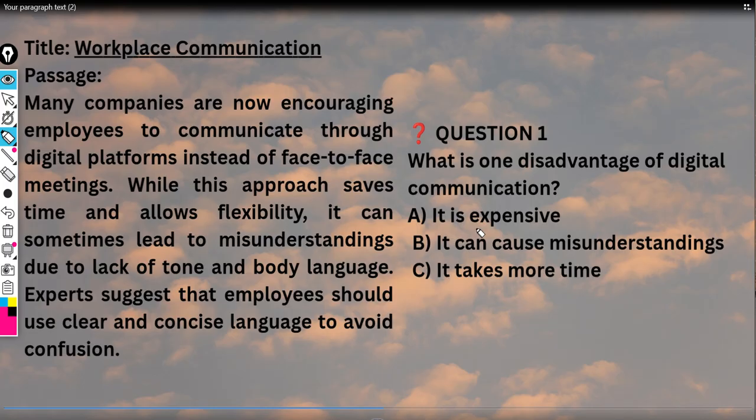Yes, the correct answer is B. Most students choose A, but the passage clearly says misunderstandings. This could be a trap, so don't just assume. Read the keywords carefully.